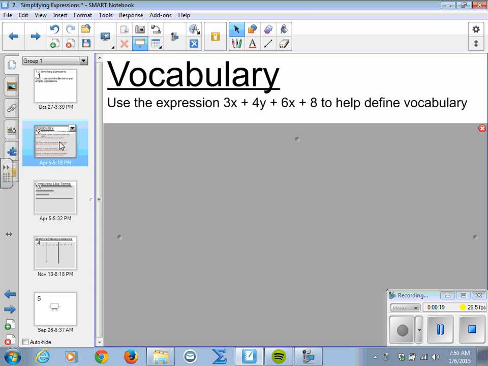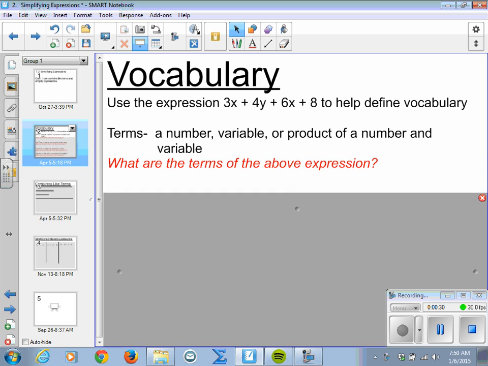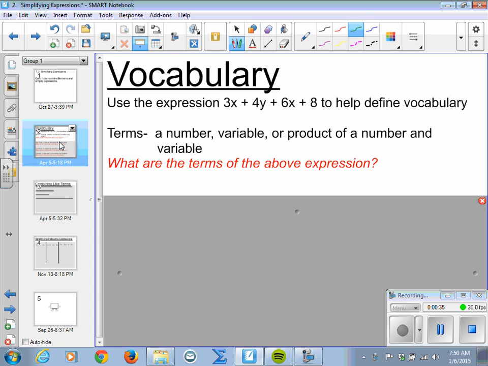8 to help define our vocab terms. The first one is the word terms. This refers to a number, a variable, or a product of a number and a variable. So in our above expression, these are all terms. 3x is a term because it's a product of a number and variable. 4y is a term for the same reason, a product of a number and variable. 6x is also a term, as is the number 8.